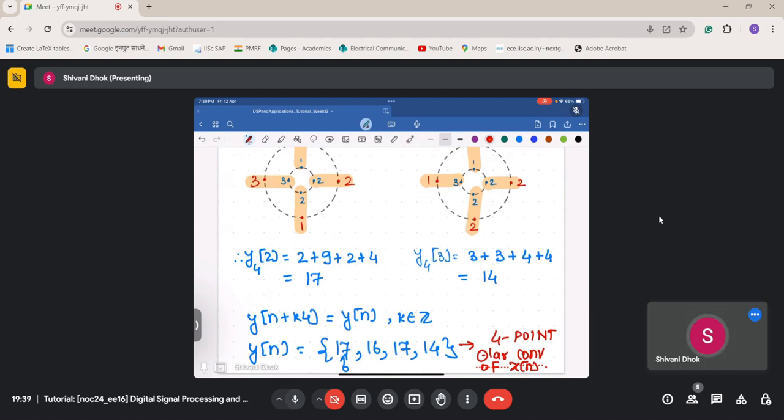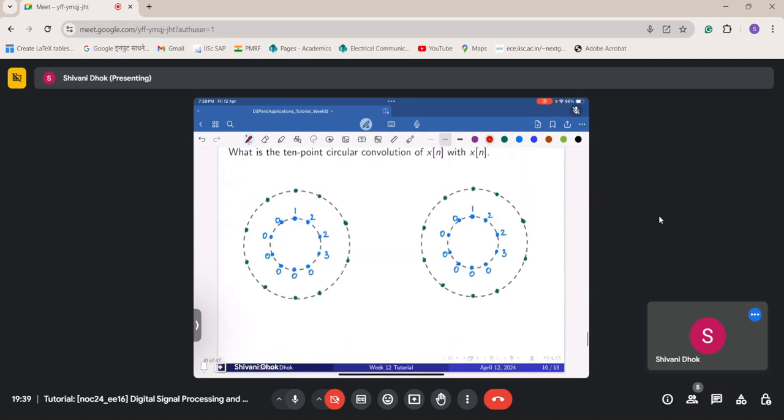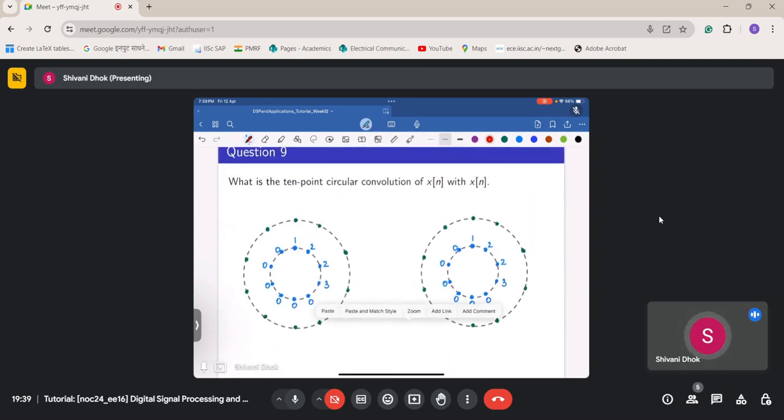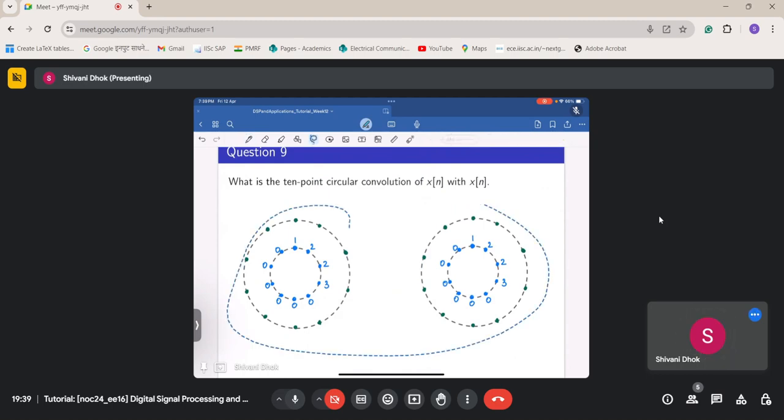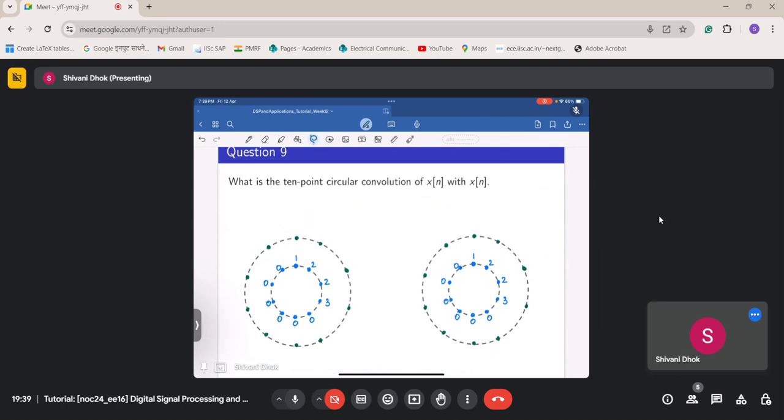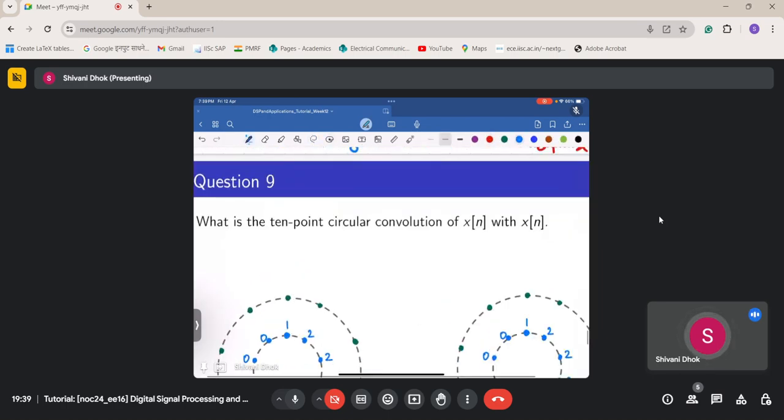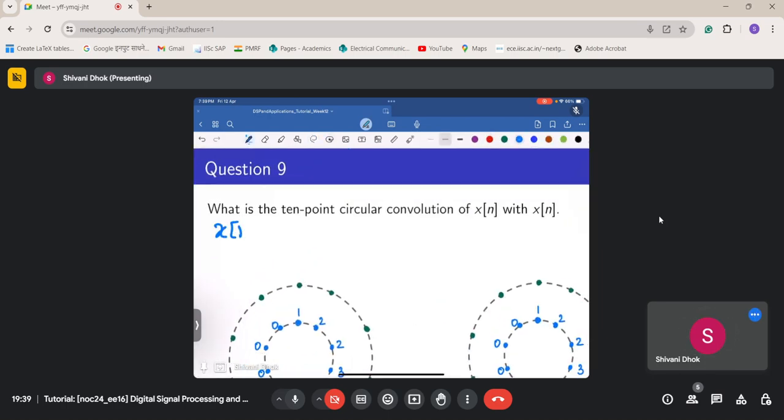Okay, we'll repeat a similar question but for a higher value of n now. So now what we will do, we'll find a 10-point circular convolution of x of n and x of n, like x of n with itself. So for that, our x of n was a 4-point sequence. So x of n was given to us as 1, 2, 2, 3. So this is a 4-point sequence. Now in order to make it 10-point, I'll append 6 zeros.